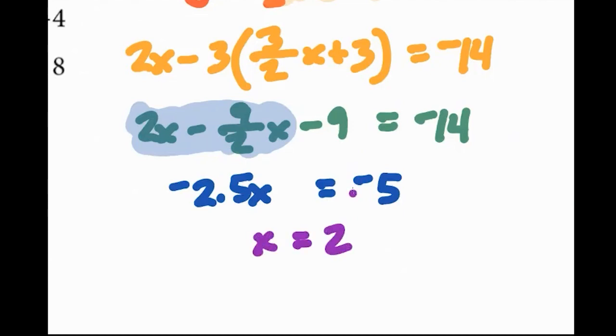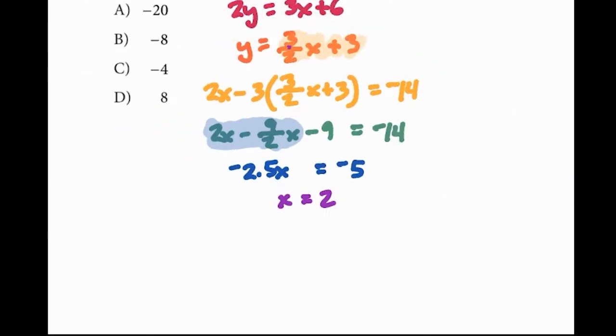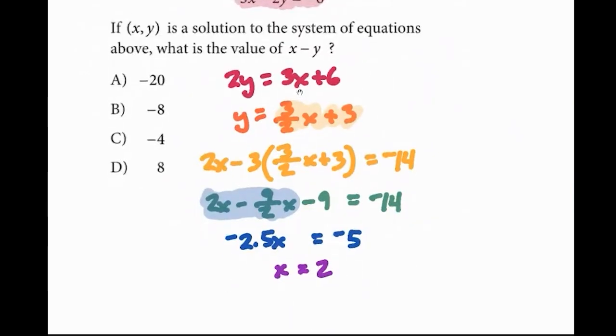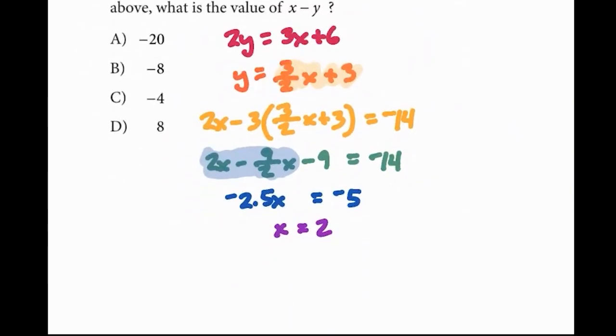Okay. But we are looking for x minus y. So we still need to figure out what the y value is as well. And luckily we have a y equation right here because we substituted. So your y is going to be equal to, if you plug a 2 in there, 3 plus 3, which is 6. So x minus y is going to be 2 minus 6, which is negative 4 for the final answer.